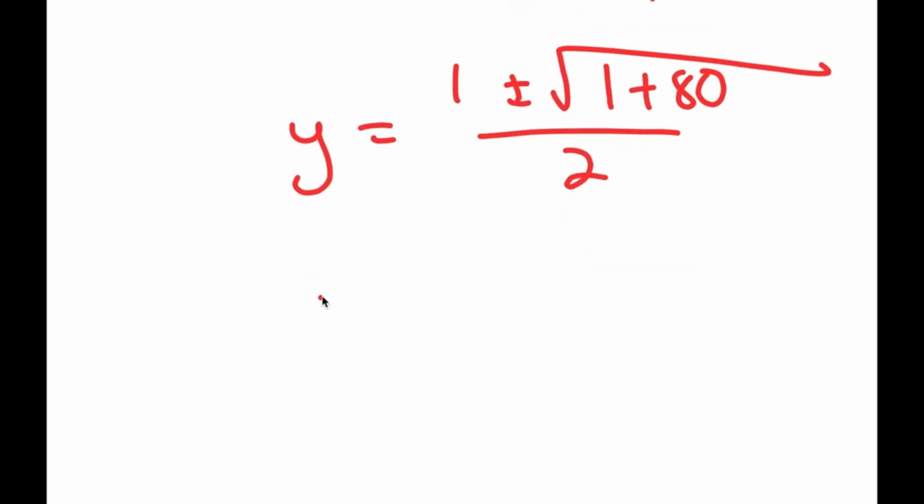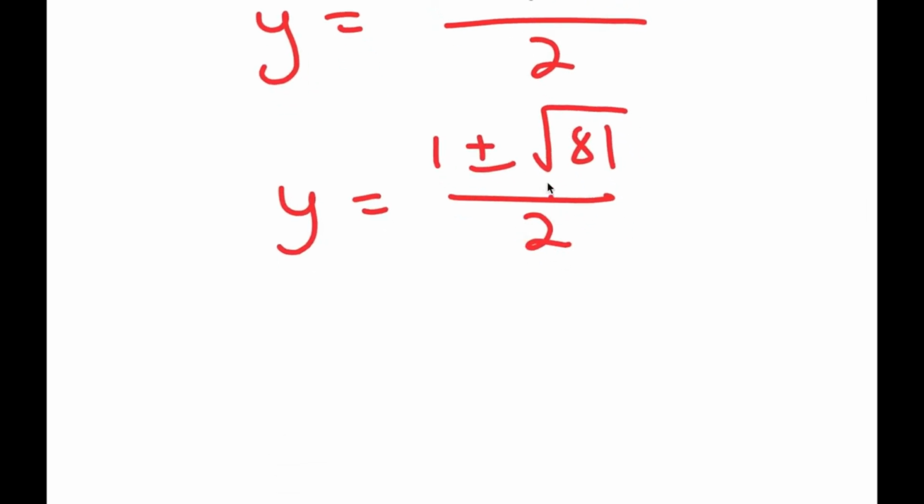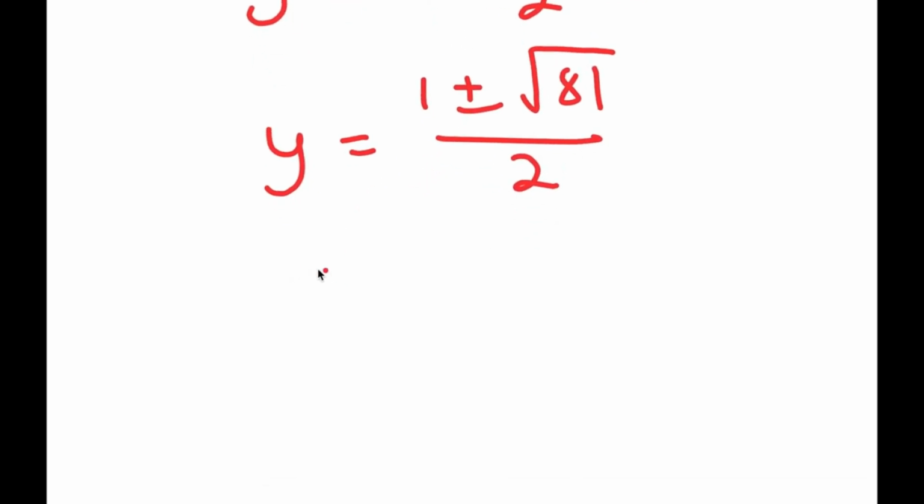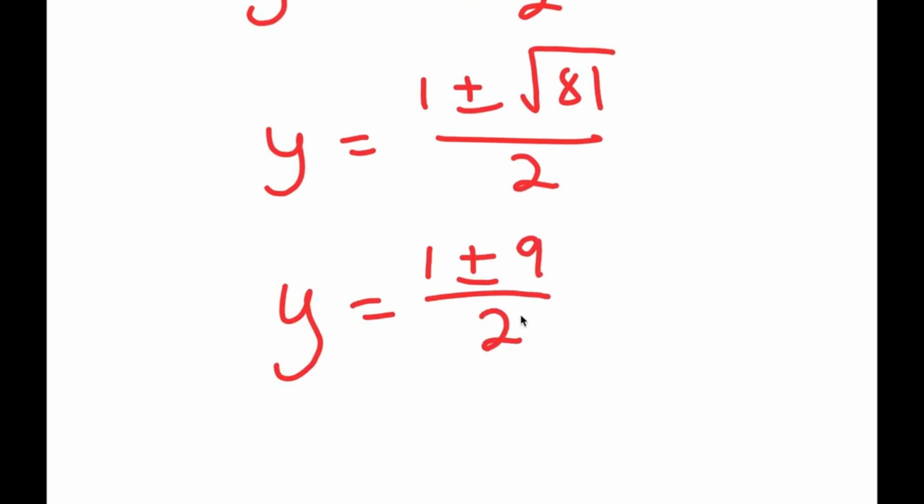which is equal to 1 plus or minus the square root of 81 over 2. And the square root of 81 is equal to 9. So I get y is equal to 1 plus or minus 9 over 2.